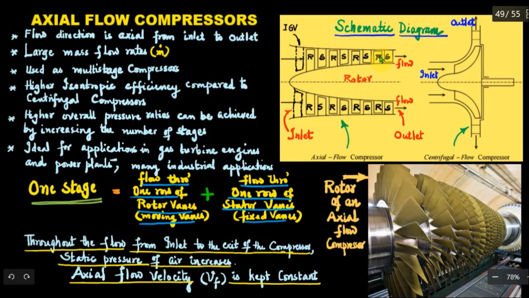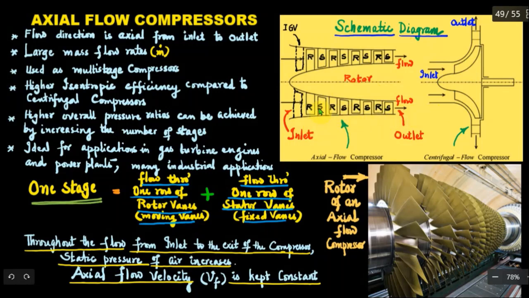So here on the schematic sketch, as you can see, we have a series of rotor vanes and a series of stator vanes alternately mounted. But remember, rotor vanes are mounted on the rotor, but stator vanes are on the stationary casing. Only the rotor part, this part along with the rotor vanes, will rotate. Here R represents the rotor vanes, S represents the stator vanes. So R, S, and so on.